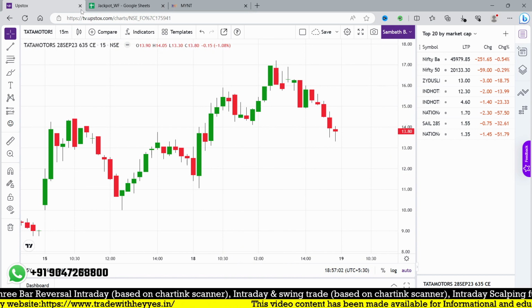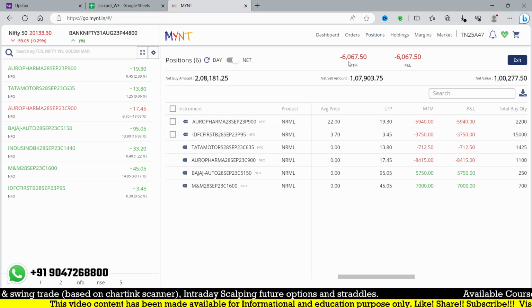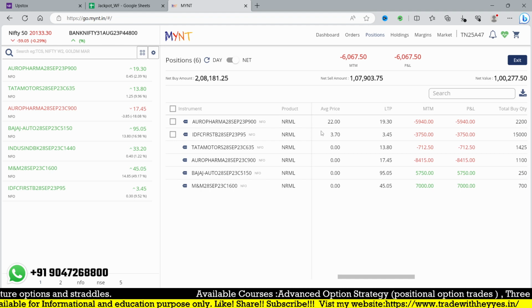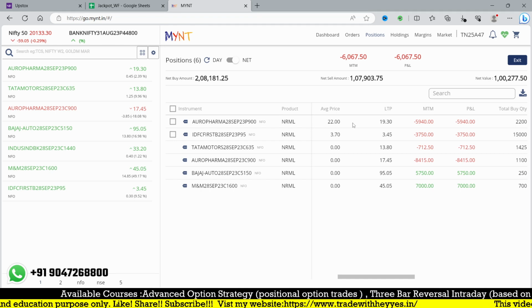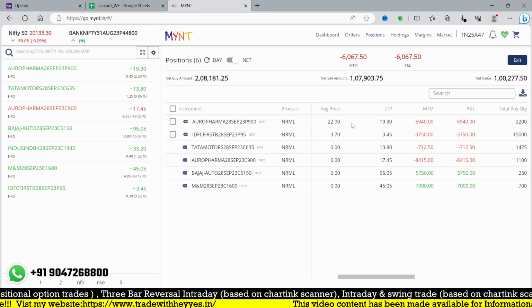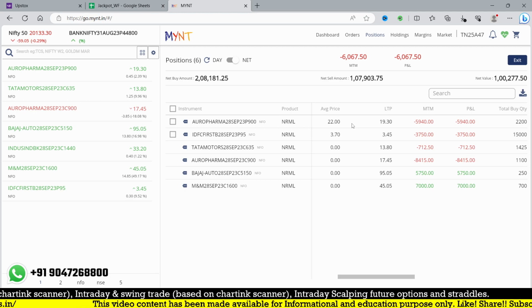So I need to find out. So this is my final trade. It closed with a 6,000 loss, but I'm still holding two positions. One is IDFC and another one is Ara Pharma. This time I took Ara Pharma on a positional basis, and IDFC also I took as positional. But I had tried it for intraday, and I converted that into a weekly positional.